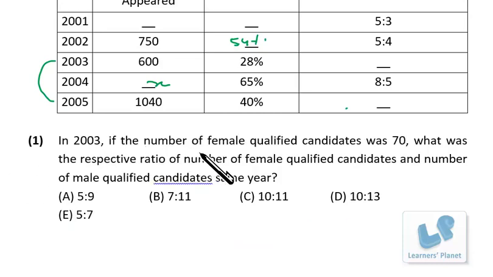In 2003, if the number of female qualified candidates was 70, what was the respective ratio of the number of female candidates and the number of male qualified candidates? So a similar question we have done earlier also. The female number should be a factor of 70. But among the options, if we see 5, 7, 10, 10 and 5, all of them are a factor of 70. So we just have to go for the manual method, that is the regular method. So in 2003 the total number of persons who qualified is 28% of 600. So precisely it is 28 into 6.